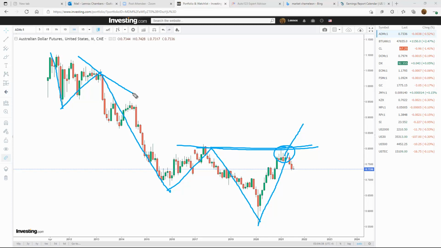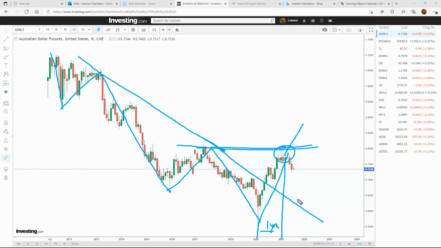So what it signifies at this point is that the buyers were not strong enough to push price above this level. Based on that, we would expect a continuation to the downside. This can be, of course, in the short term. And when I say short term, we're on the monthly time frame. You can see it took a whole year just to get from here to there.